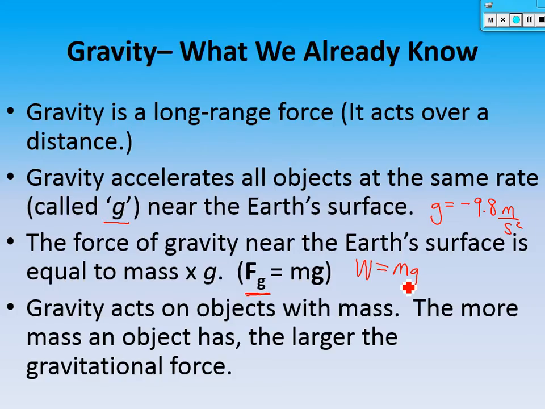Gravity acts on objects with mass. You have to have mass in order for gravity to act upon you. But here's the thing: the more mass an object has, the larger the gravitational force will be. And we've seen that before. If you have more mass here, if this number gets larger, what happens to the force? Well, it's also going to get larger.